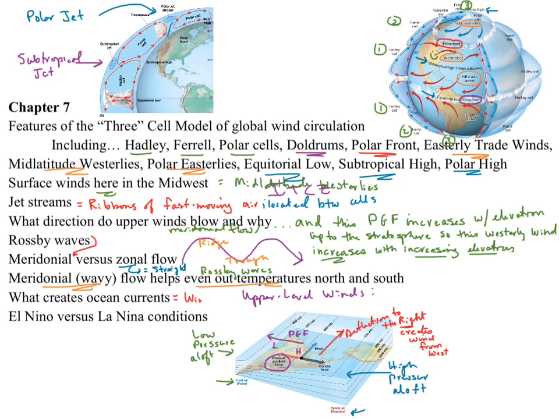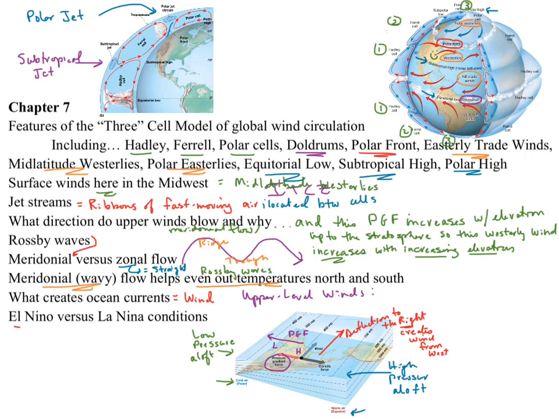What creates ocean currents? Wind, quite frankly. So if we have these prevailing wind patterns, wind circular patterns around the semi-permanent highs and the semi-permanent lows, actually that's what creates our currents.